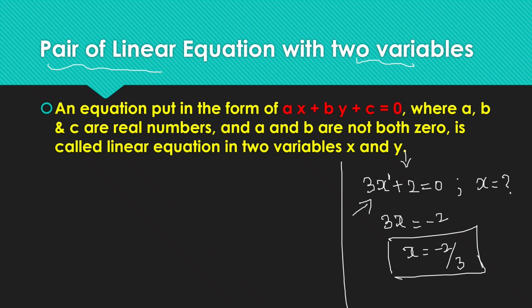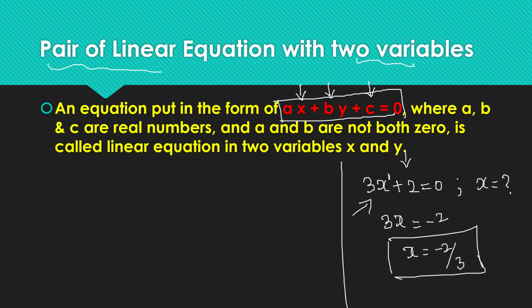Understood? So now what is the general form of a two variable linear equation? This is the general form. It will have one variable term and a second variable term along with a constant. So here what is A? It's the coefficient of x, B is the coefficient of y, and C is a constant.